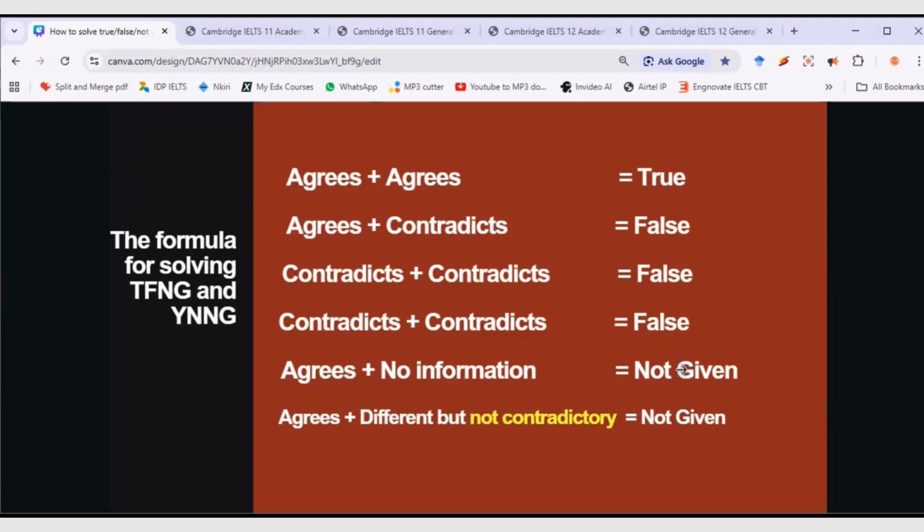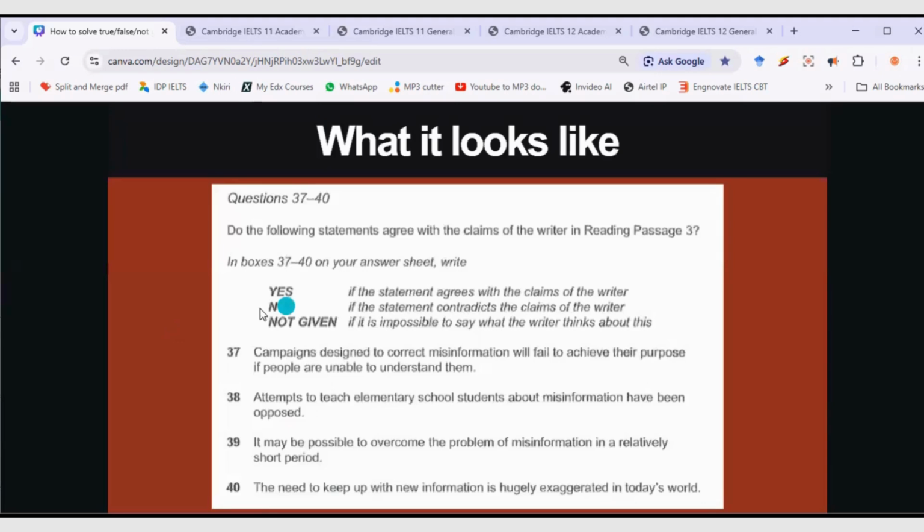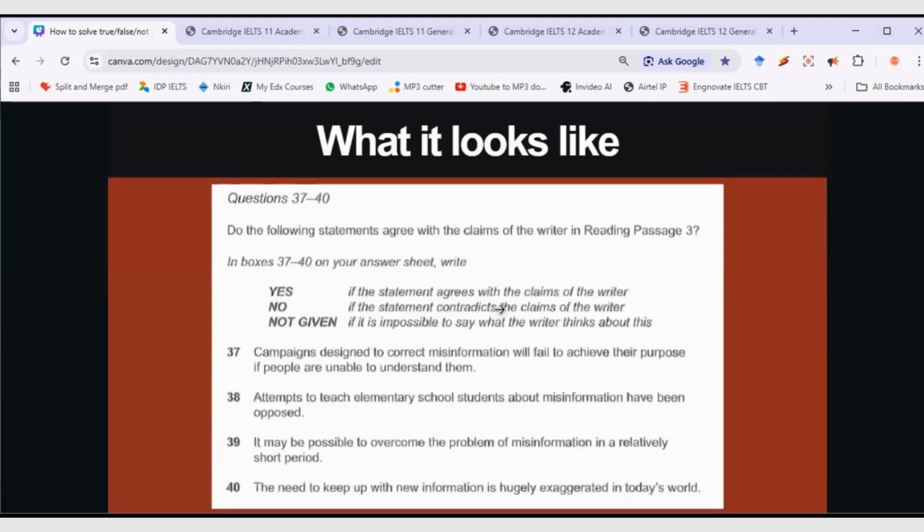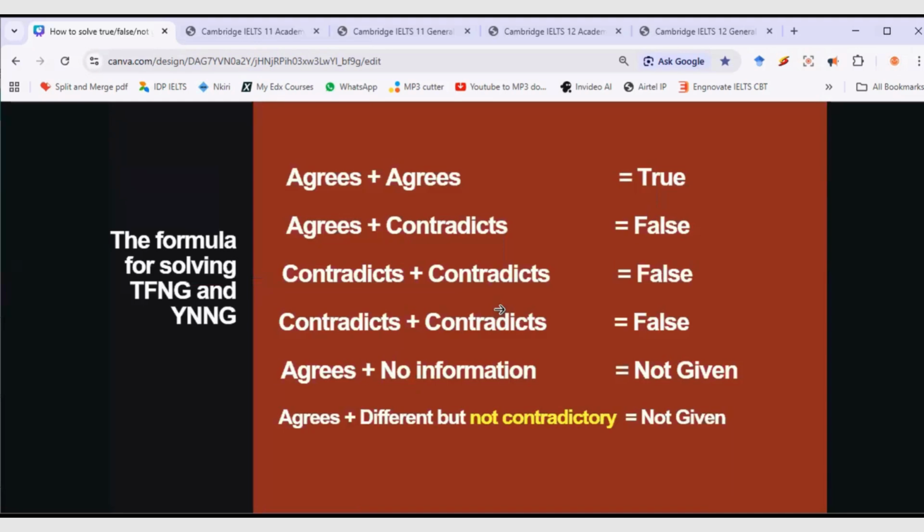Our answer is going to be not given. Not given means there is no information on this. Look at it here. There is no information on this. So usually what you're going to see is something in the statement where you can't really support it. There's no information. You can't say whether the passage supports or contradicts. So in such situations, what we pick is not given.